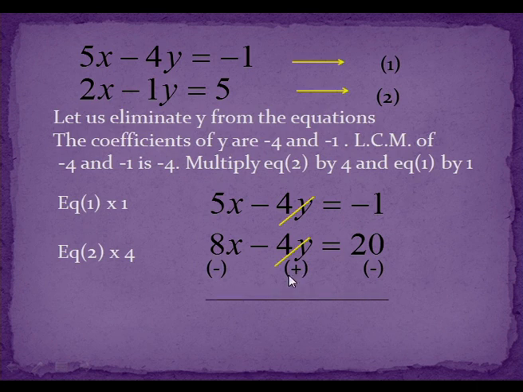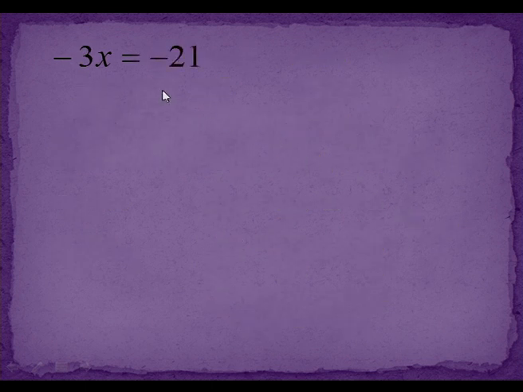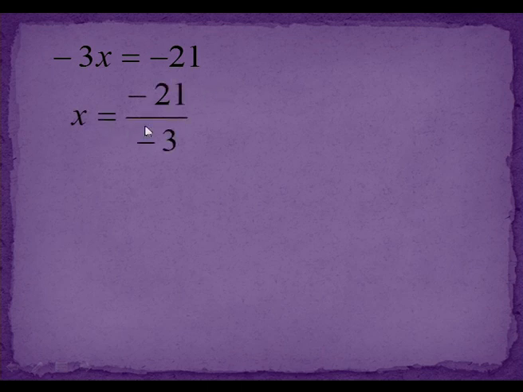So, what are the terms left for us? 5x minus 8x, which gives me minus 3x, and minus 1 minus 20, which gives me minus 21. So, minus 3x is equal to minus 21. I get my x value as minus 21 by minus 3, and you know 21 is a multiple of 3, we get x value as 7.